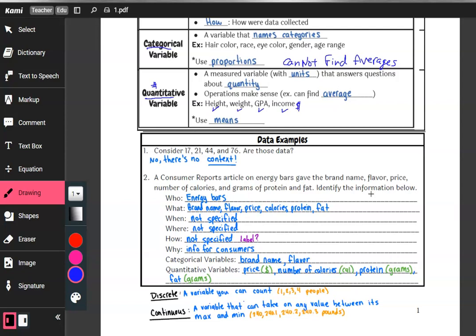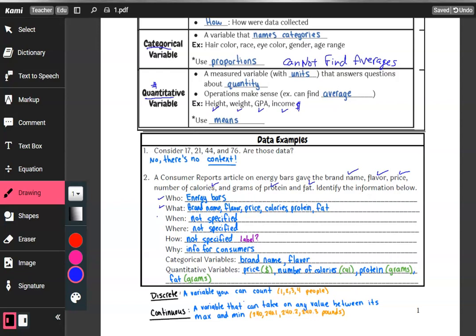Number 2, a Consumer Reports article on energy bars gave the brand name. So we have the brand name, flavor, price, number of calories, the amount of grams of protein, and grams of fat. So the who is the energy bars. The what, here are the brand names, flavor, price, number of calories, protein, and fat.